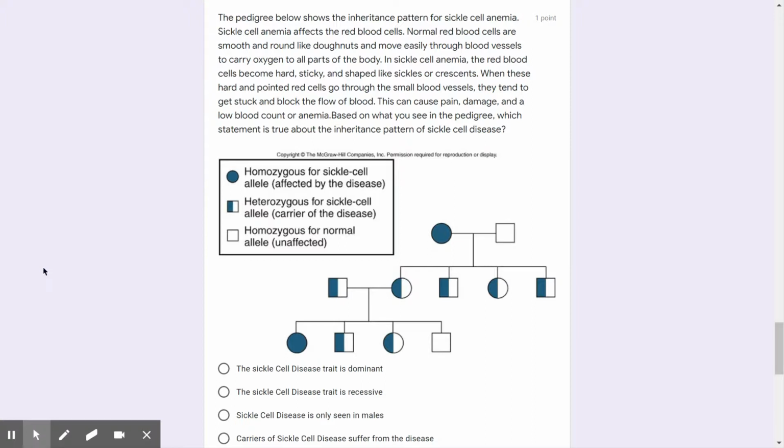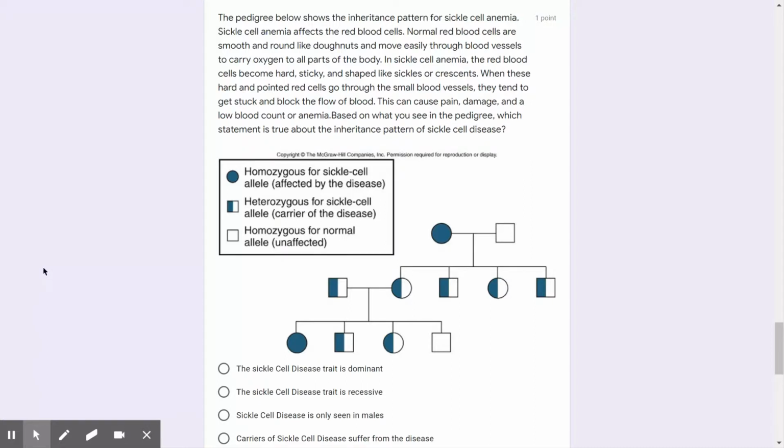The pedigree below shows the inheritance pattern for sickle cell anemia. Sickle cell anemia affects the red blood cells. Normal red blood cells are smooth and round like donuts and move easily through blood vessels to carry oxygen to all parts of the body.